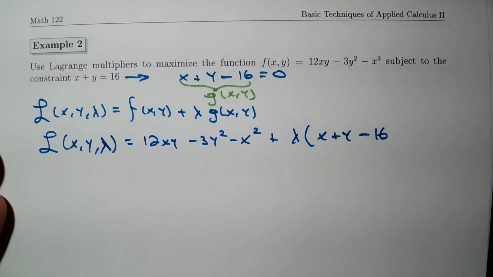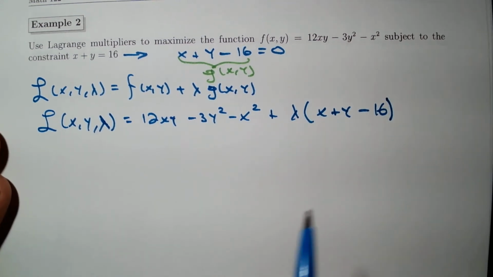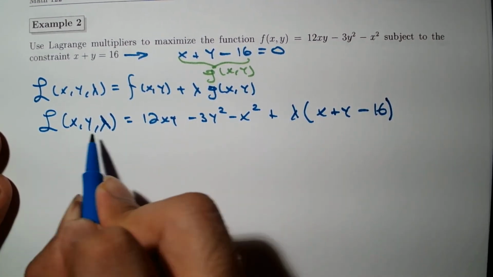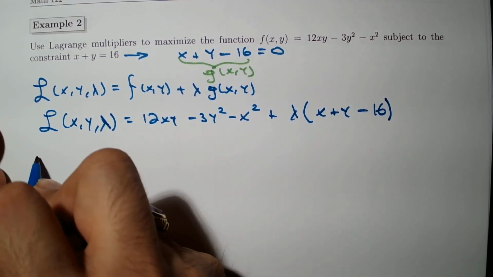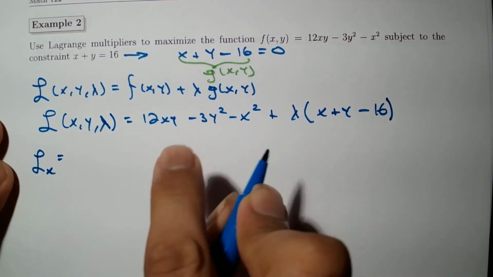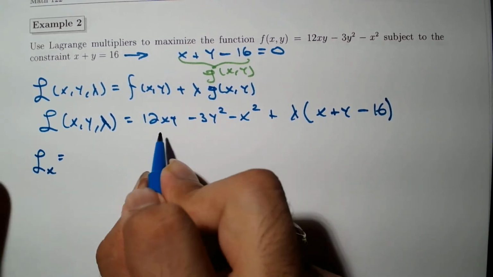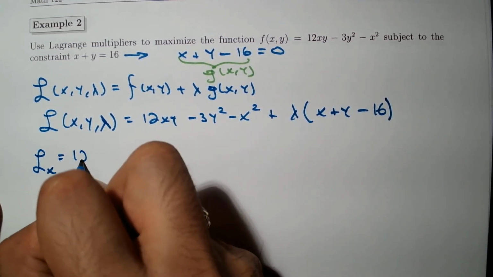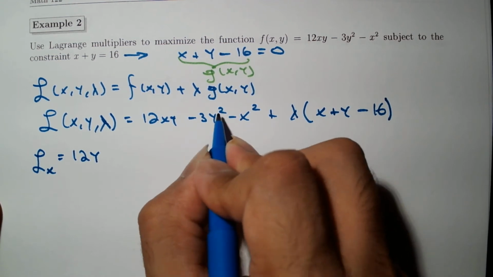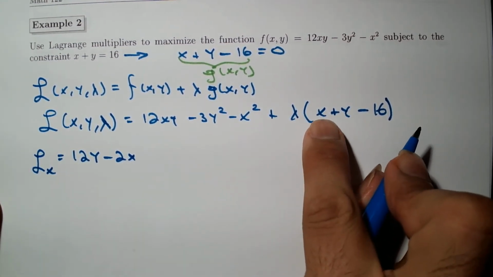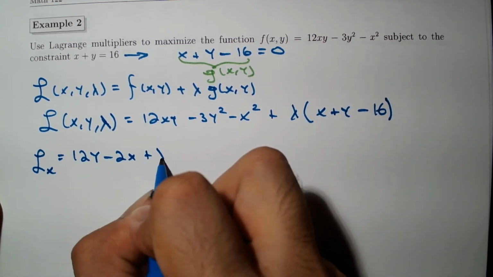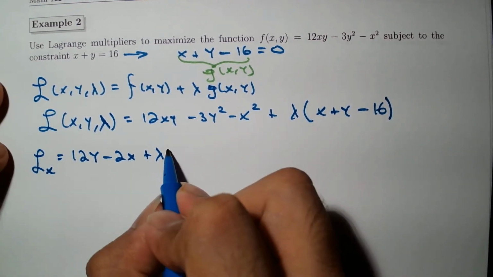Okay, so what are we going to have here? I'm going to take the first partial derivatives, but in this case I'm not going to list them. I'm going to take the partial derivative with respect to x, and then I'm going to directly set it equal to 0. So Lx is 12xy. The derivative with respect to x is going to be 12y, 0, and minus 2x. And then the derivative of x is 1 times lambda is lambda. And set it equal to 0.